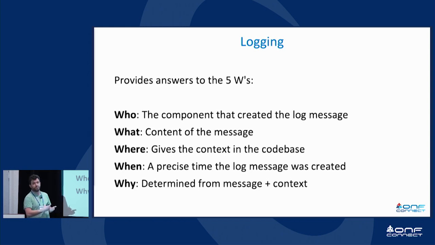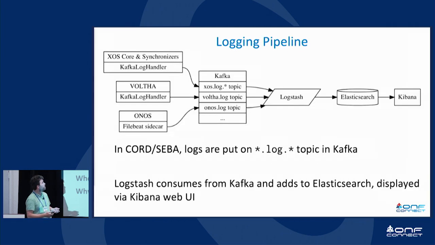If you see a message, you want to know what part of the code base it was in. Was this in Volta, for example, the driver for a specific piece of hardware? Is this part of the core? It's helpful to know where the error log message came from. Then the when, so that it can be set in a temporal context, and the why. The why is something a person would determine by looking at the messaging context.